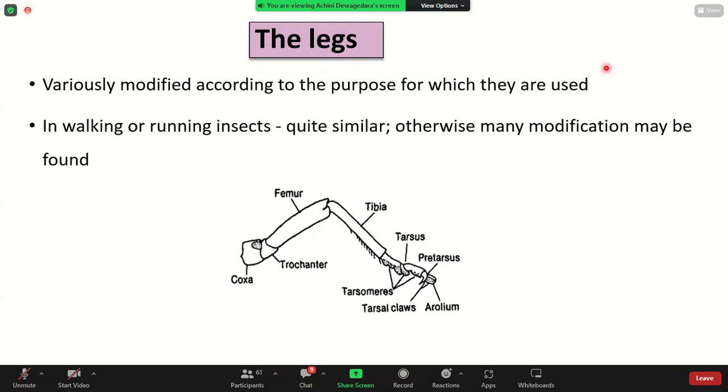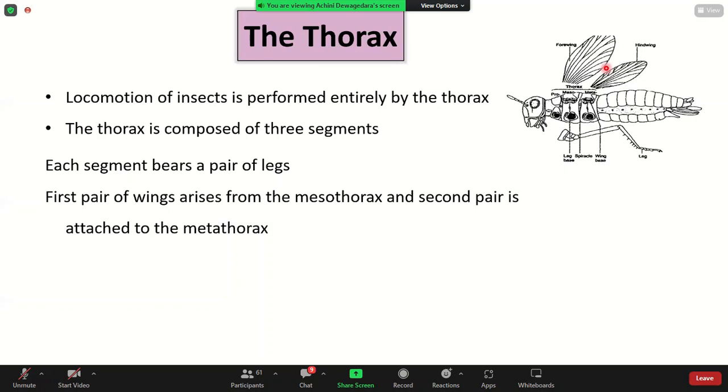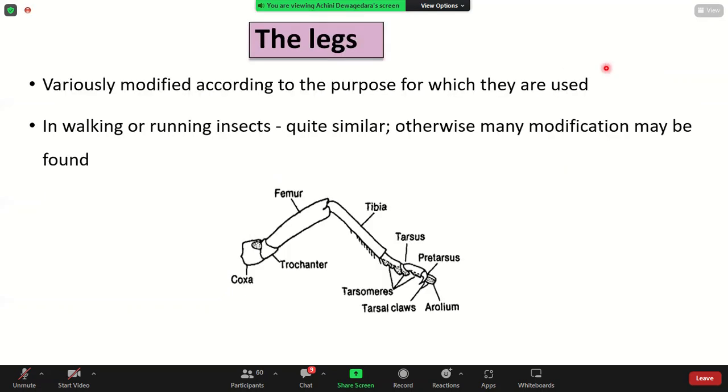If we take a cockroach, and if we take a beetle and a butterfly, just try to remember how their legs are formed. Housefly, fruit fly, fly, mites, aphids. So there are various types of insects, and in those insects, according to their behavior, how they move, their legs are modified.